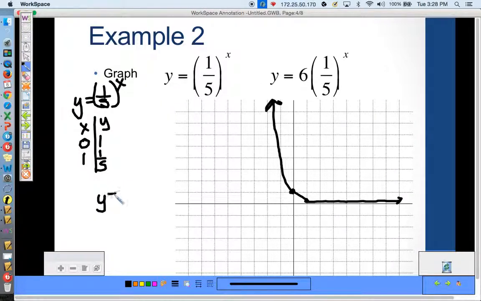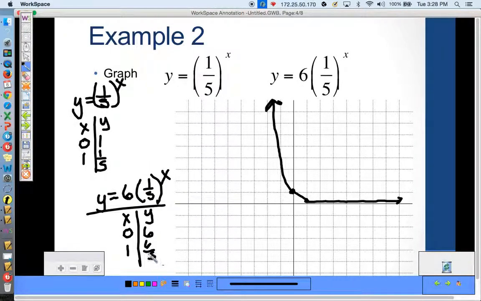Well, what happens? What does that 6 do? It's affecting the whole thing, so it's a vertical stretch. We can make that table as well. When x is 0, it's going to be 6 instead. When it's 1, 6 times 1/5 is 6/5. So now we have 0, 6 and 1, 6/5. So it's this vertical increase. It still looks the same, but it's getting higher faster.